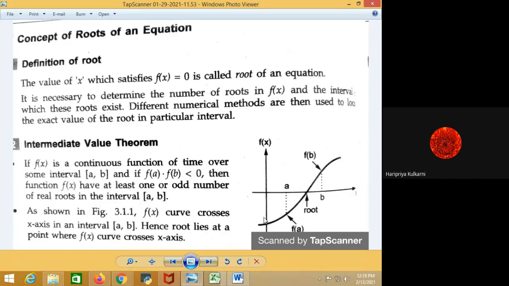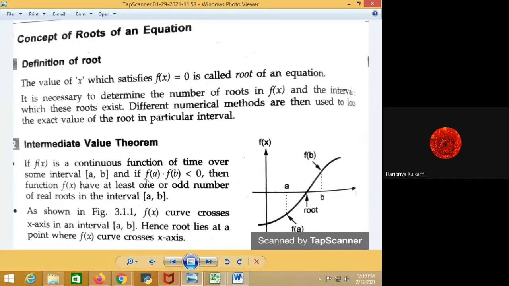Some functions may have multiple roots, some may have a single root. So the definition of a root is the value of x which satisfies f of x, meaning it makes the value of f of x become 0. It is necessary to determine the number of roots of f of x and the intervals where these roots exist. Different numerical methods are then used to find the exact value of the root.